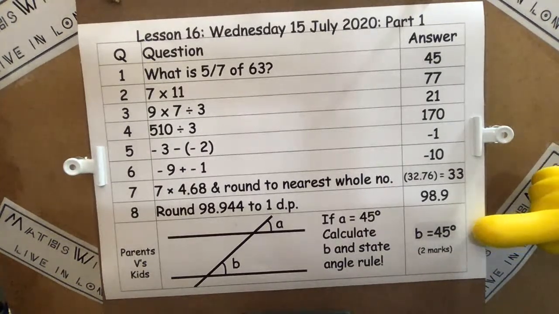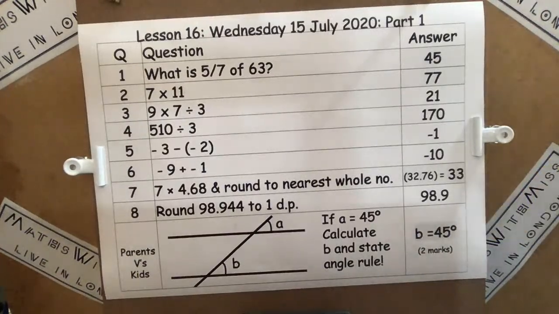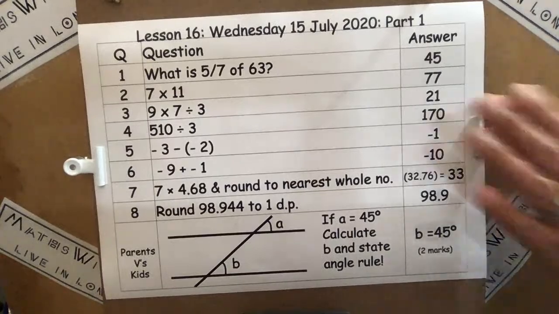Now, the angle rule, we're going to look at this one on the board, is that corresponding angles are equal. We'll talk about that a little bit more in a moment. All right, part 2.